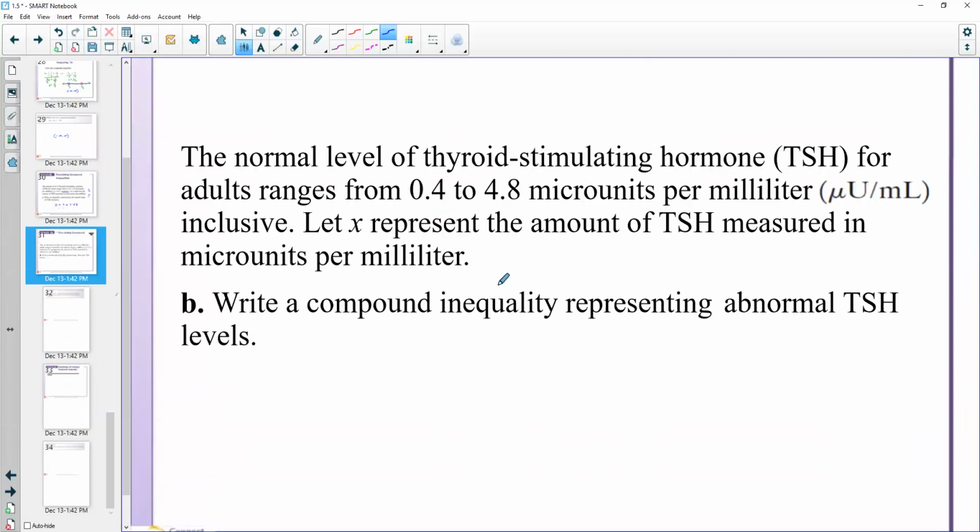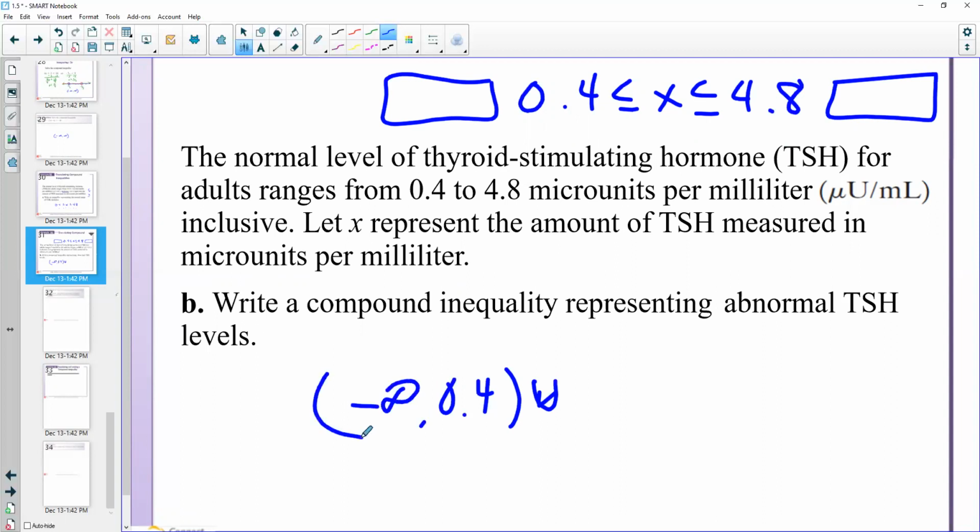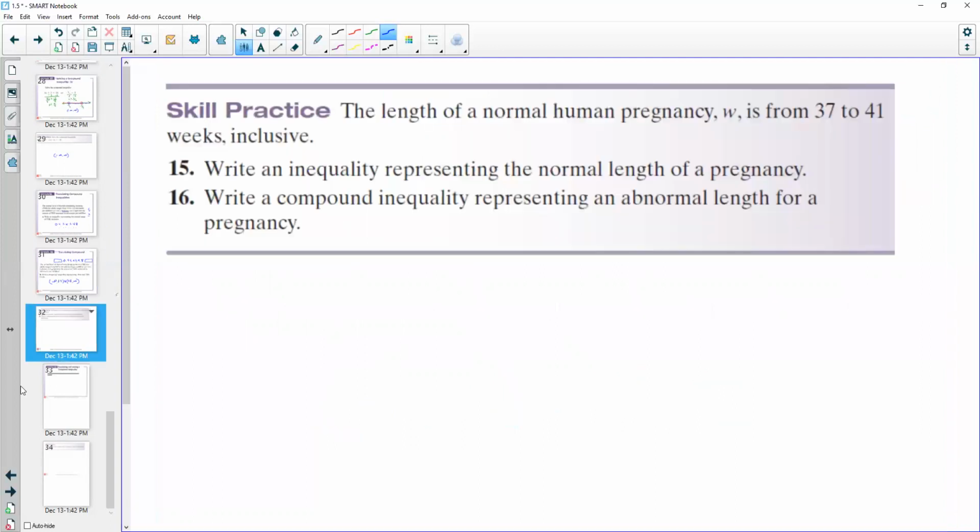Same issue, same question. Write a compound inequality representing abnormal. So normal was from 0.4 to 4.8. What's abnormal? Well, it's everything over here on the left past 0.4 and then on the right past 4.8. So I'm going to need 2 buckets here. So I need a union. So it goes up to 0.4, but doesn't include it because it's already included in the normal, from negative infinity. It also goes up, not including 4.8, but up from it to infinity. Okay. All right, you try this one.